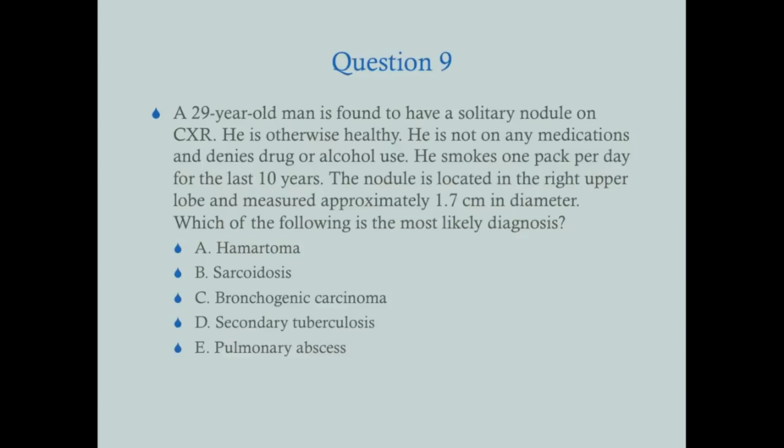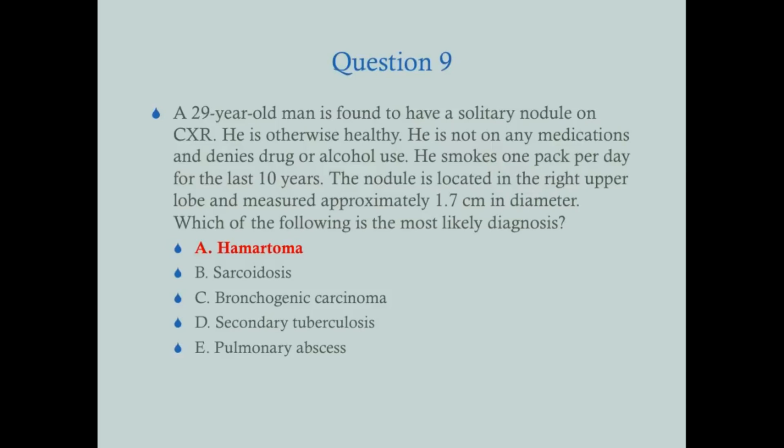The answer here is A. Hamartoma. So the presumptive diagnosis in this patient is a hamartoma primarily because of the way that this nodule appears, but mostly because of his age. So we don't expect a 29-year-old man, even a 29-year-old smoker, to show up with a bronchogenic carcinoma, or really any lung cancer for that matter.